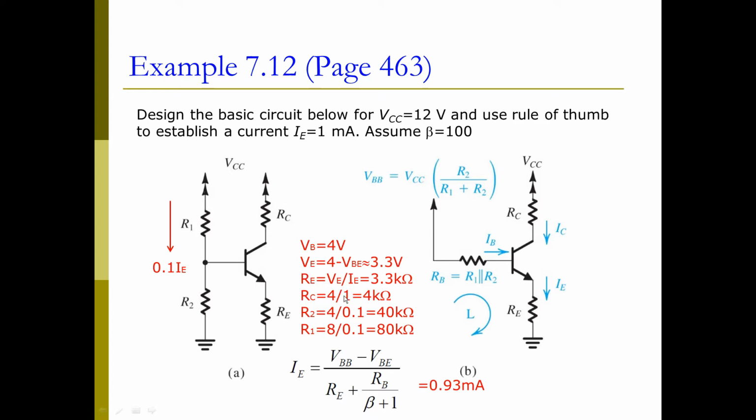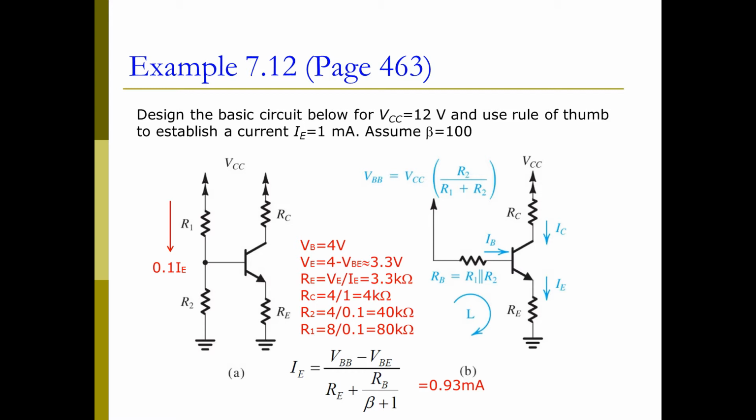Now let's figure out how much R1 and R2 we need. Since we need a voltage of 4 volts, and VCC is 12, the voltage drop across R1 is going to be 8 volts, and the voltage drop across R2 will be 4 volts. If we design our voltage divider current as 0.1 IE here, we will be able to calculate the resistance values of both R1 and R2. So R2 will be 40 kilohms and R1 will be 80 kilohms.